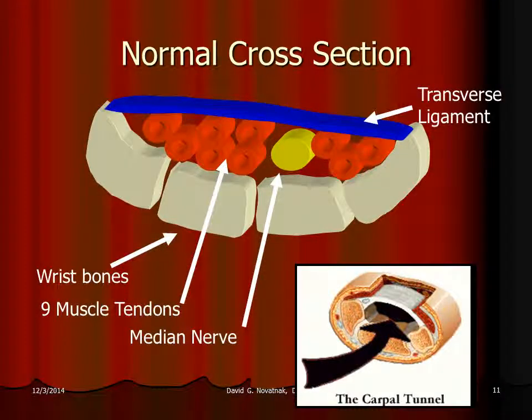This is a normal cross-section of the wrist. Just imagine that we took a meat cleaver and cut right through your wrist here. These are the bones of the wrist, and I represented those bones right up here. This is the carpal tunnel, and this is the transverse ligament. In my drawing, these are the muscle tendons that go through the carpal tunnel. This is the median nerve, or the nerve that gets pinched, and this is the ligament.